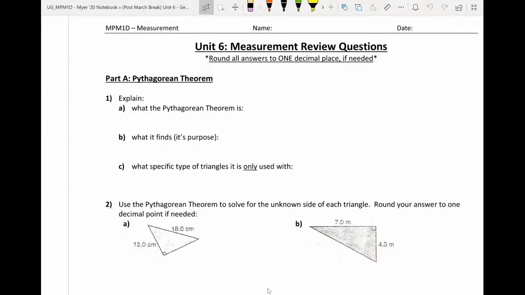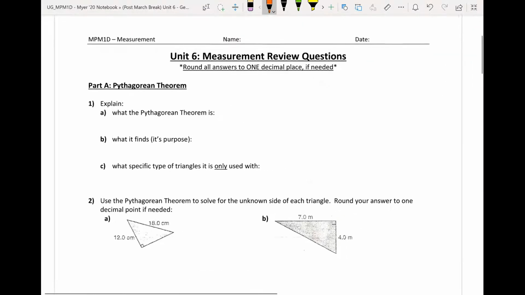All right, let's get started here. So, for this test, we went over a few things. I'm going to write them down very quickly, just to recap all the things we learned.